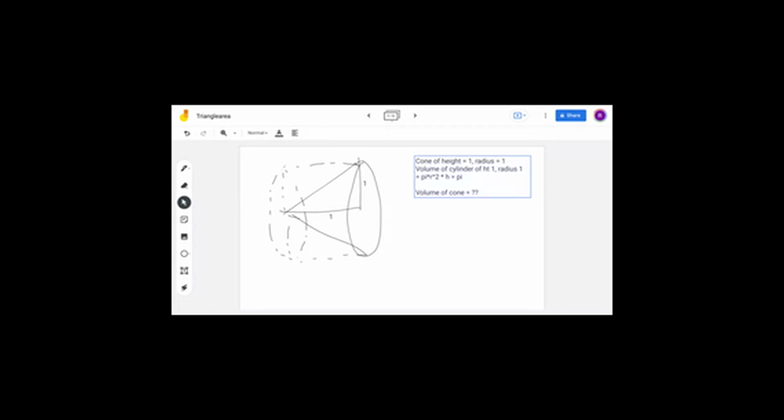Yeah. So volume of the cylinder was pi r square h, and r is equal to 1 and height is equal to 1, right? Because this r is 1, the height is 1. So you get pi times 1 square times 1, which is pi. Now I'm asking what is the volume of the cone? 1 by 3 pi r square h, sir.